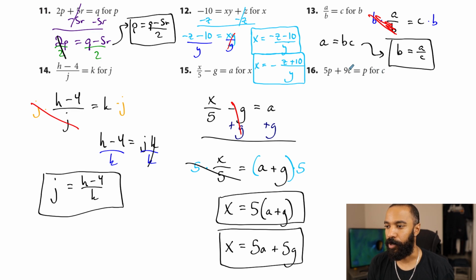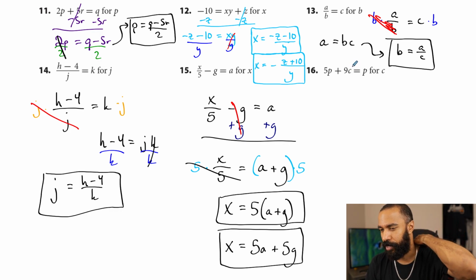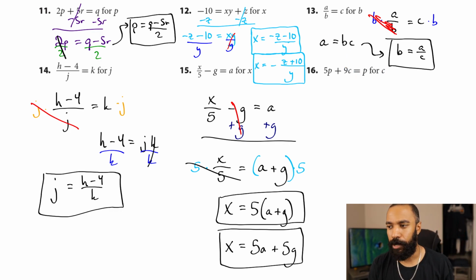Okay, the very last problem. 5p plus 9c equals p, for c. This problem kind of reminds me of, I wish they did the Fahrenheit and Celsius conversion one, because that has a 9/5 in it, I think. So solving for c, get it by itself. This one here, the 5p term is affecting it, so let's subtract 5p from both sides.